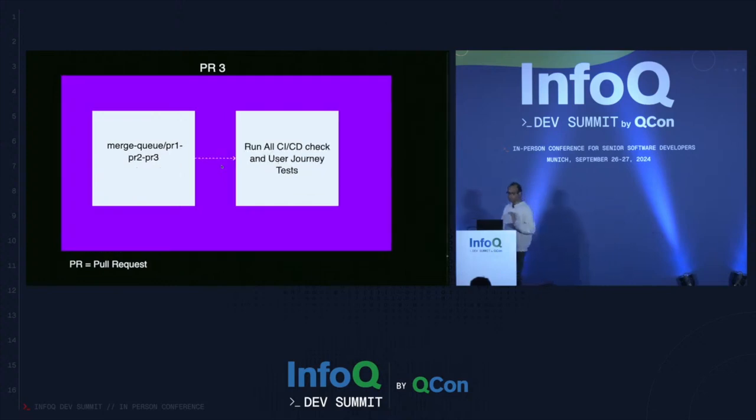After this, it will run all the tasks which are available in your CI/CD. For example, you run build, you run test, you run your component test, plus user journey test. So now whenever you are running user journey tests, you are running them on the latest code, not the old code which is out of sync. And yeah, it reduces the number of errors you have.